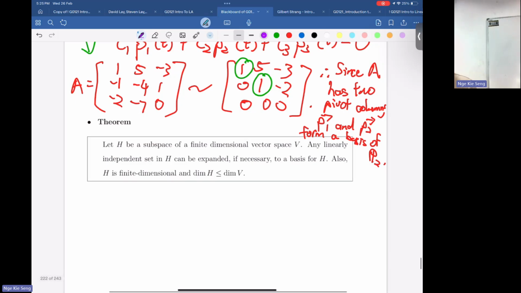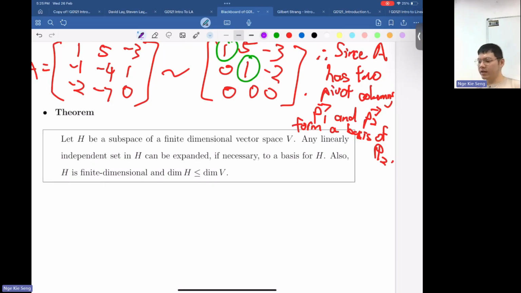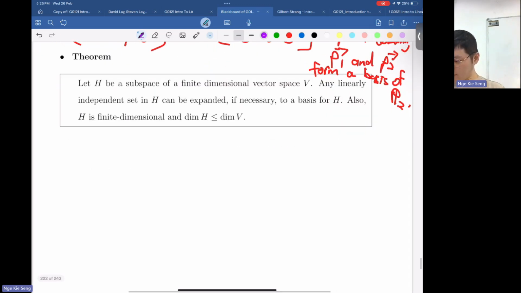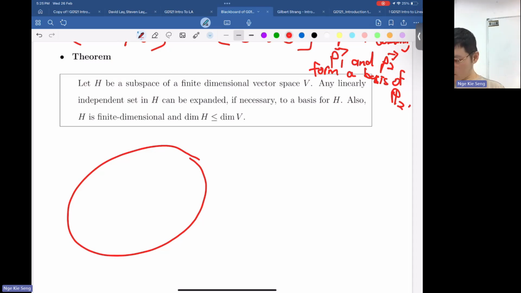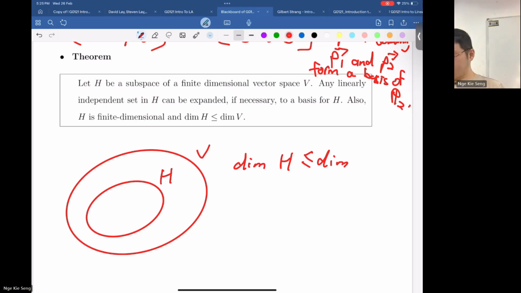Let H be a subspace of a finite dimensional vector space V. Any linearly independent set can be expanded, if necessary, to a basis for H. Also H is finite dimensional and the dimension of H is less than or equal to the dimension of V. So this says what? If you have a vector space V, and then you have an H, you can see that the size could be smaller, right? So this implies that the dimension of H is less than or equal to the dimension of V.